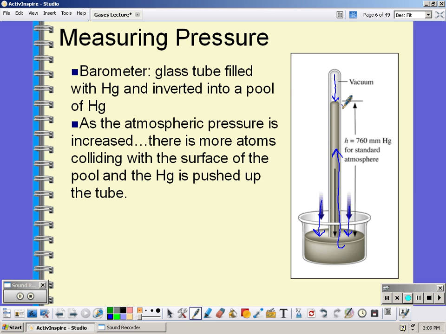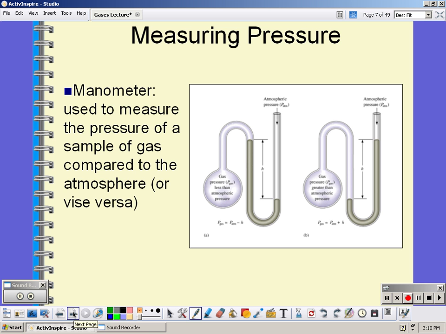And at sea level, the atmospheric pressure reads 760 millimeters of mercury. So that is why millimeters of mercury is one of our units of pressure. Now, if we wanted to find the pressure of any other gas besides atmospheric, we would need to use a manometer.